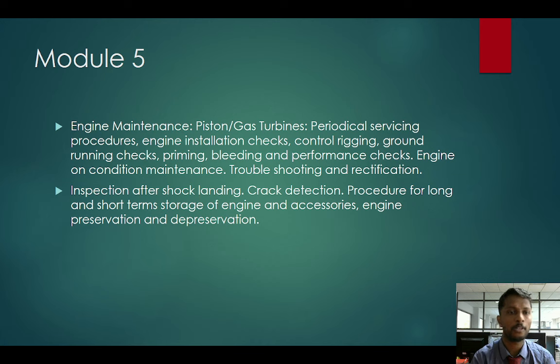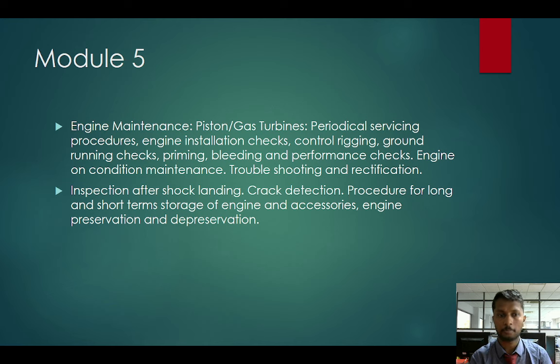And in module 5, we'll study the maintenance and the materials which we are using in aircraft propulsion. That means how we have to check. Whatever things we are doing, maintenance is very, very important. Just as humans need maintenance, engines need it too. We have to do the maintenance work through periodical servicing, engine installation checks, rigging, bleeding and performance checks, conditional maintenance checks, and we have to do troubleshooting. At what time we have to do the troubleshooting for each part or the overall component.